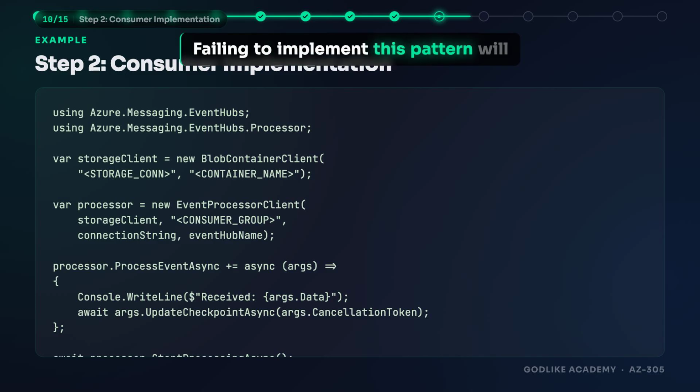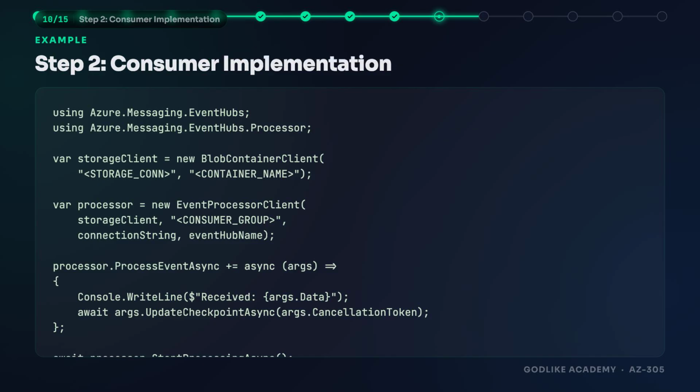Failing to implement this pattern will force your downstream analytics pipeline to reprocess terabytes of historical data every time a worker node crashes or scales up.